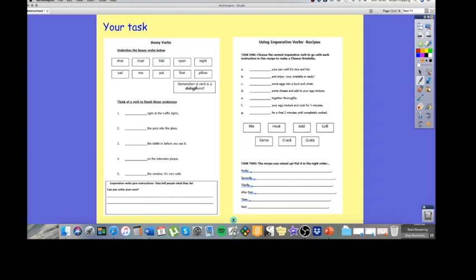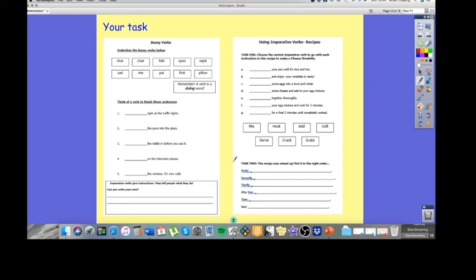Remember, a verb is a doing word. So can you colour in the boxes that are bossy verbs, when something is a word that is telling you to do something? Then you don't have to use the words up here, but can you put a word in to make your own sentence? So something right at the traffic lights, something the juice into the glass, and I'll let you read the other ones. And then the last bit, can you make up your own one completely by yourself?